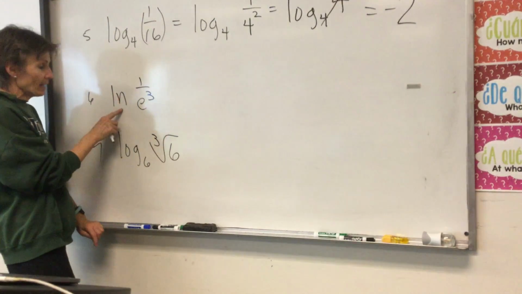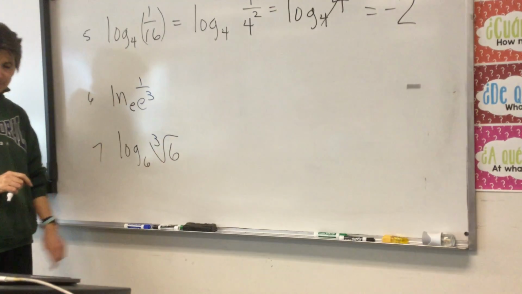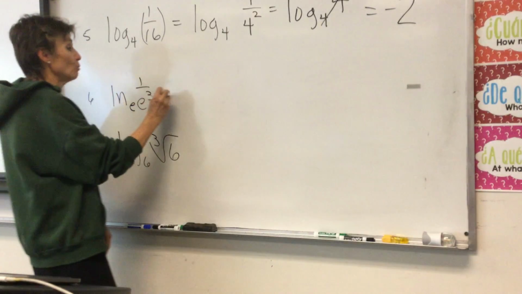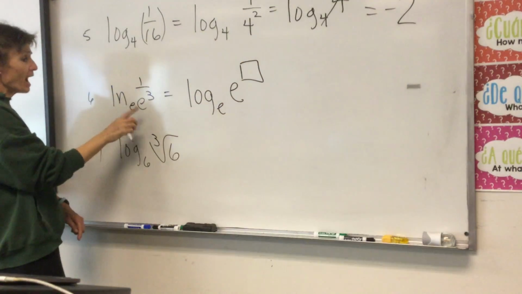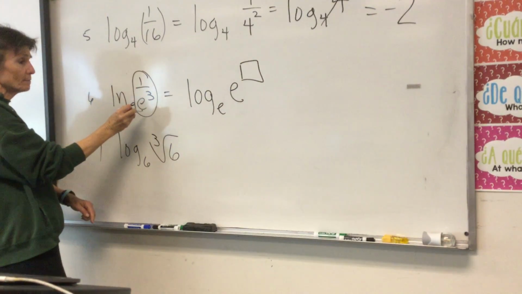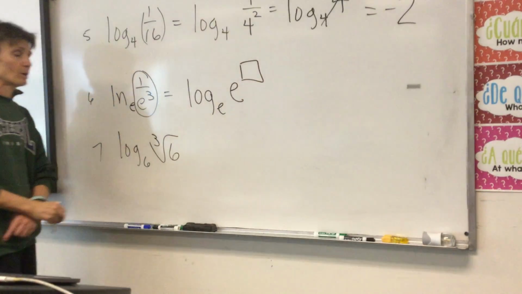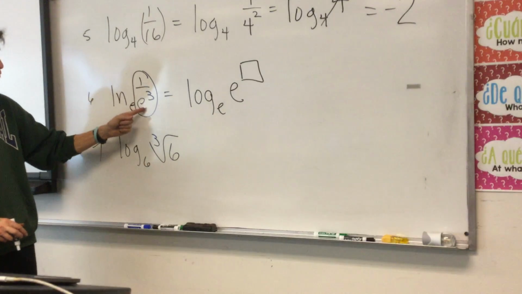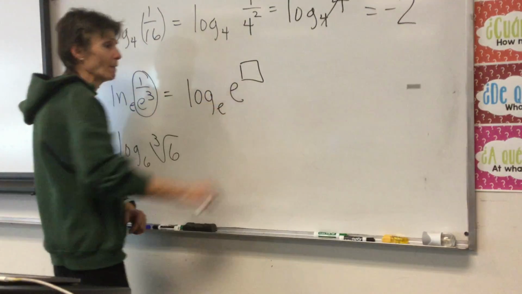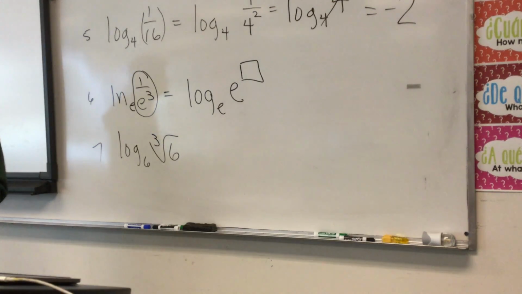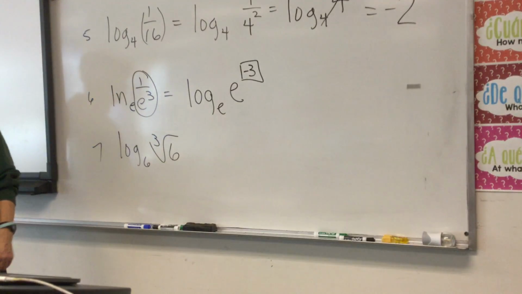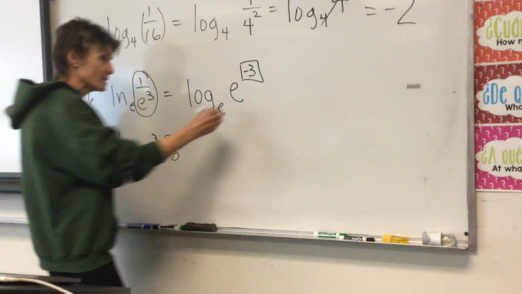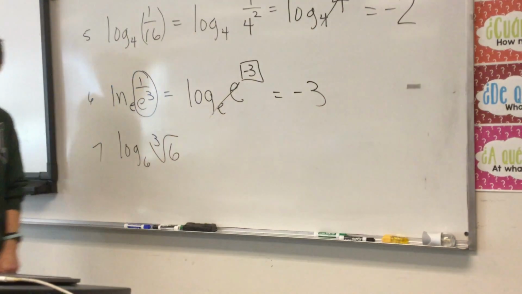Now remember, ln is base e. So you would love to have this not be 1/e³, but to have it be e to a power. 1/e³ would be e to what power? What power would that be? -3. Exactly. I'm so happy that somebody's paying attention. Thank you very much. That is right. So the answer is -3.